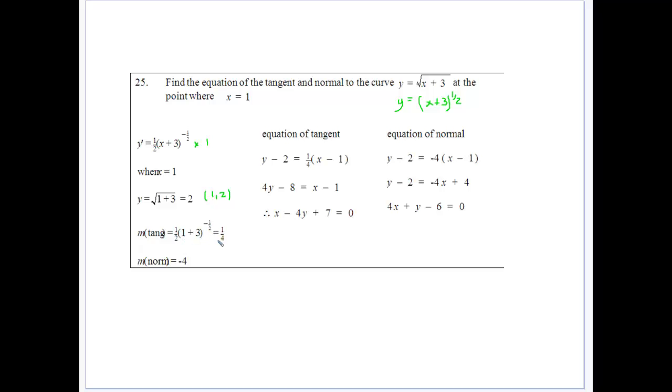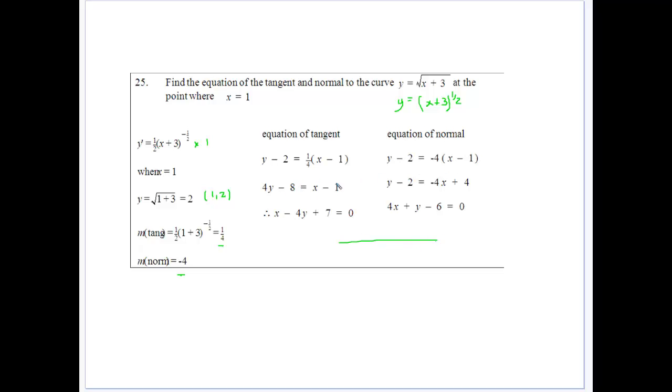For the equation of our tangent, we put 1 into that function, so we get half outside of 1 plus 3 all to the power of minus a half, and that's going to give us a quarter, which means our normal is going to be minus 4. We use our point 1, 2 and our gradient of our tangent, multiply it on the left hand side, and then collect our terms. For the normal, it's minus 4, so just expand the right hand side and then put everything into general form, and there's our two equations.